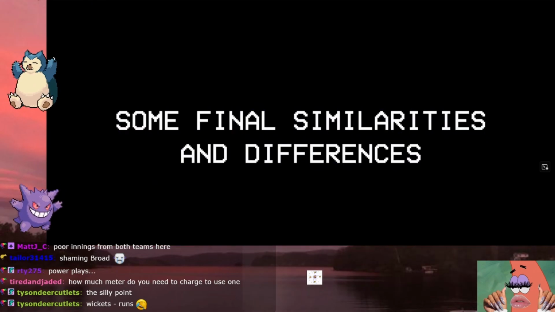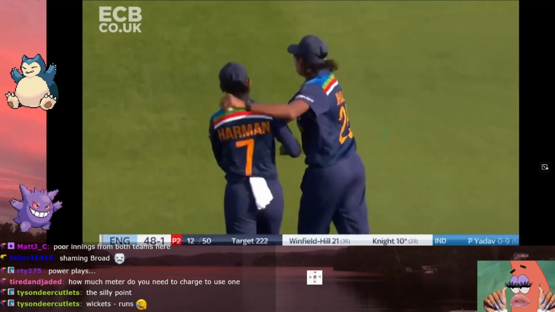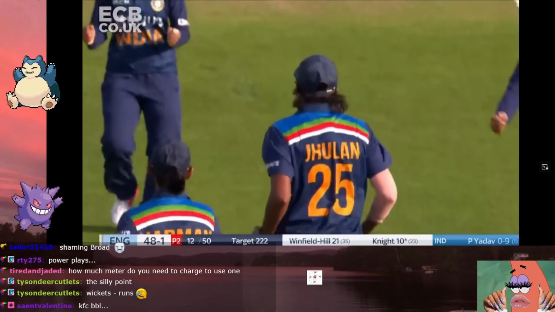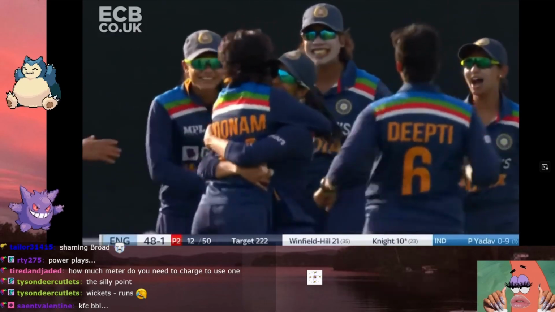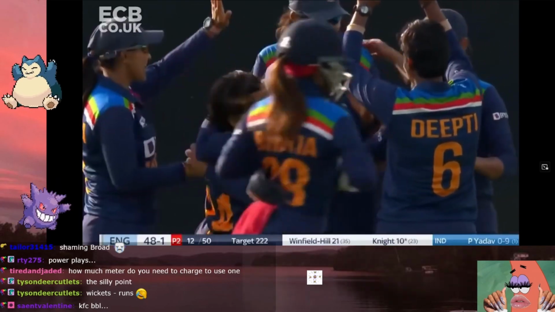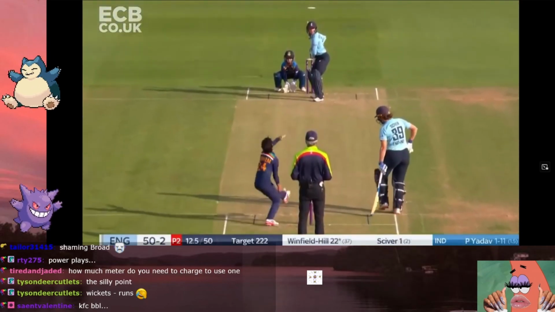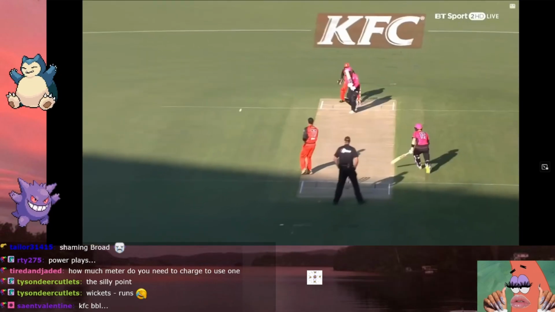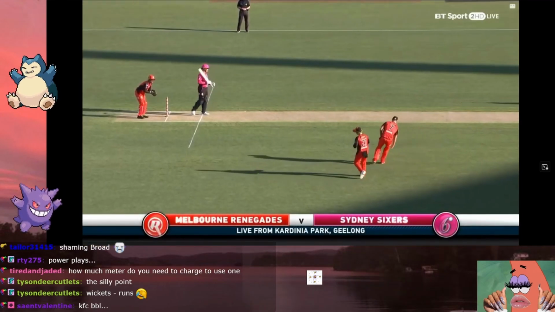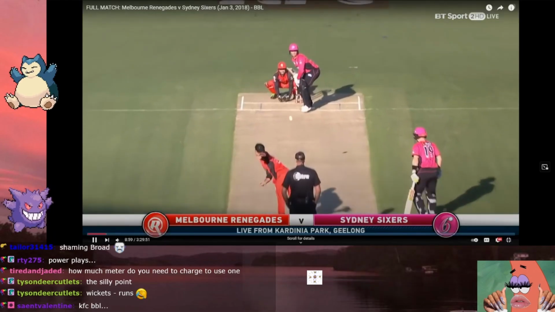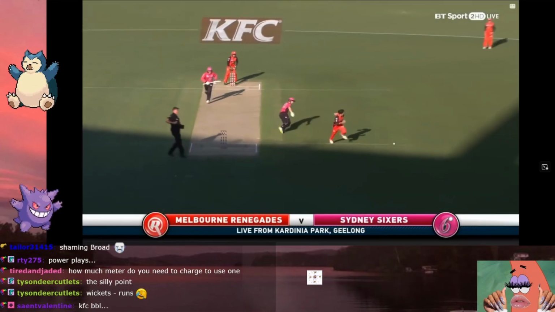Some final similarities and differences. All right, that's basically it. I thought that we would end this video with a few more similarities and differences between baseball and cricket. One major difference is that in cricket, if a ball is in play, the runners are not compelled to move, right? You only run if you think you can make a run.